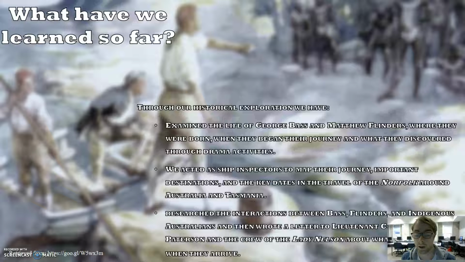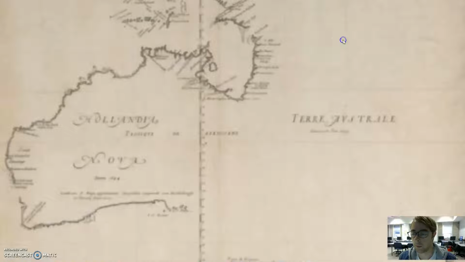Another lesson we participated in, we looked at the interactions between Bass, Flinders, and the Indigenous Australians that they encountered along their journey. We did this by writing a letter to Lieutenant Colonel William Patterson. This was a really fun opportunity for us to explore some historical perspectives by using the research we had already done, to write a message to Patterson, just to inform him of what he may expect in a few years when he lands on the shores of Van Diemen's Land, in terms of Indigenous peoples living on the land, particularly at Port Dalrymple. Moving on to the next slide.